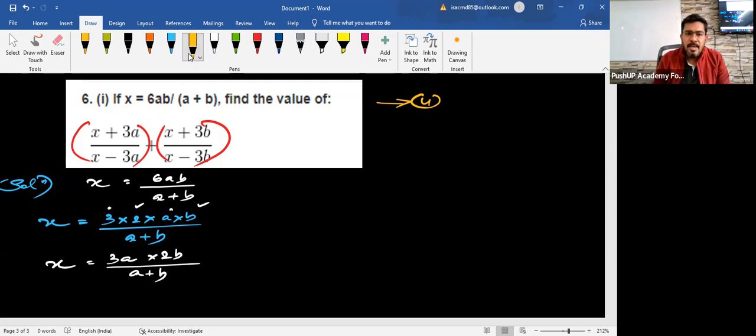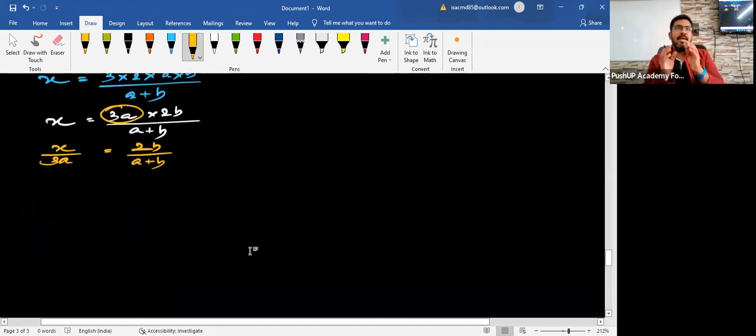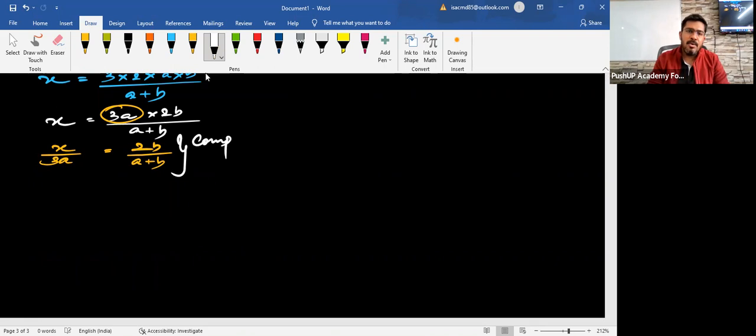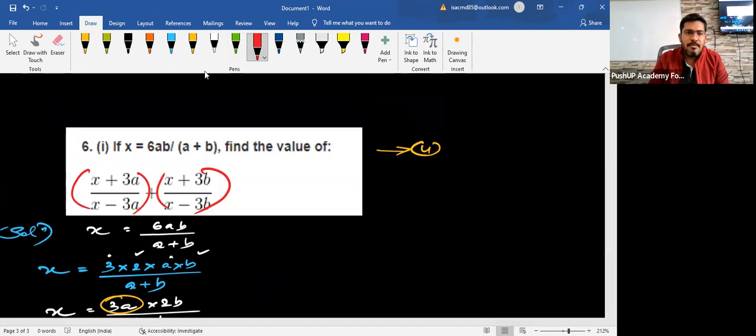Now in the next step, I'll bring this 3a from the right side numerator to the left side denominator. So what happens? x divided by 3a is equal to 2b divided by a plus b. So what did you find here, children? x upon 3a is equal to 2b upon a plus b. Now you all have a curiosity to know why I did this. Don't you feel that on this particular equation, if I apply componendo and dividendo, I will be getting the value for x plus 3a upon x minus 3a? That is the reason why I did this manipulation.